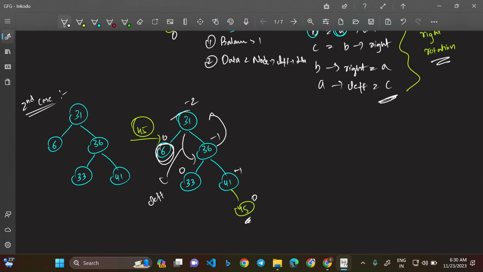6 is less than 31. So this whole part can be the left child of 36, isn't it? This whole part can be a left child of 36, and the left child of 33 can be a right child of 31, isn't it?